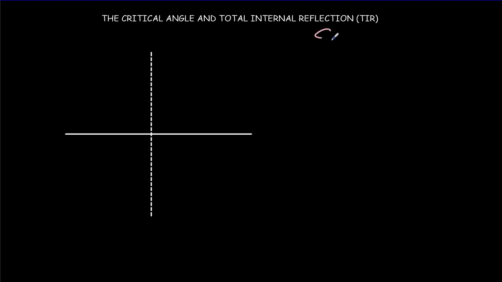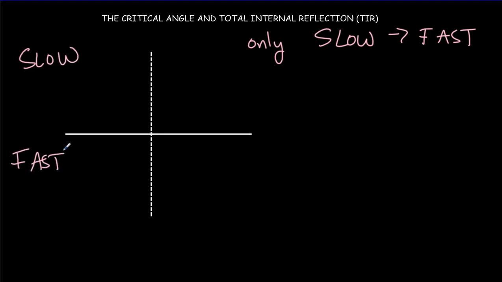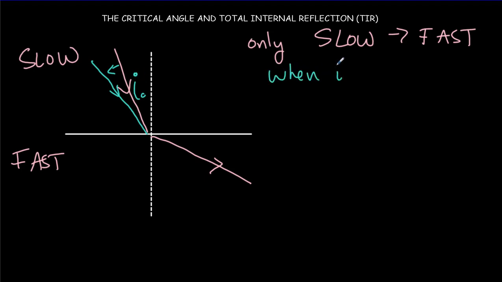In the particular case where you're going from a slow to a fast medium, so this is only for slow to fast, here's our slow medium, here's our fast medium. Of course, if we sent in an incident ray, it would bend away from the normal, something like that. If we increase our angle of incidence, there's going to be a particular angle of incidence which we call the critical angle. When the angle of incidence is equal to this critical angle, the refracted ray bends so far that it tries to run along the boundary. We're saying here that the angle of refraction is equal to 90 degrees.